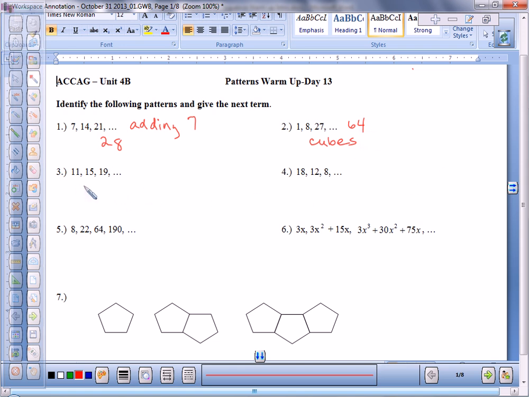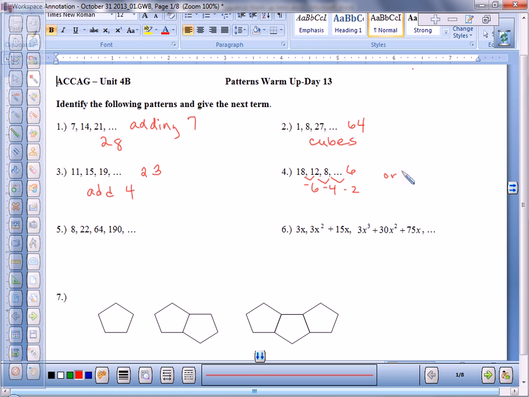All right. What's the pattern of 3? Adding 4. Okay, so the next term is? 23. Okay. Who sees the pattern here? Okay, what do you think? -4. All right, Cade says, so this is minus 6, and this is -4. Next one would be -2. Okay, so my next term would be 6.